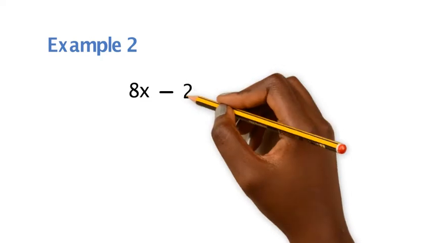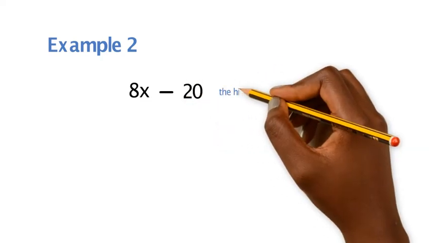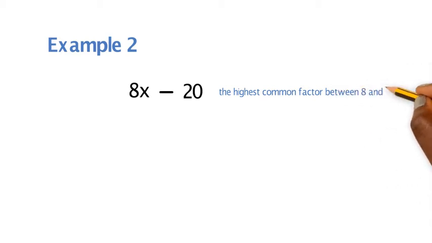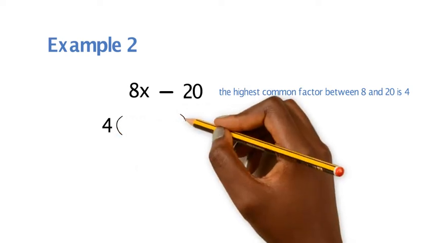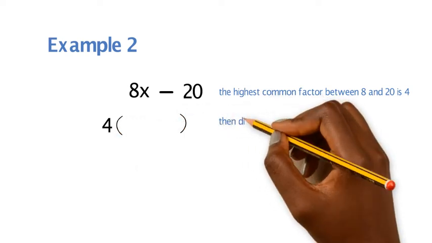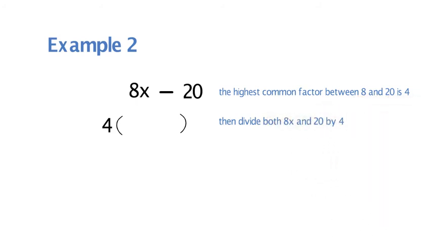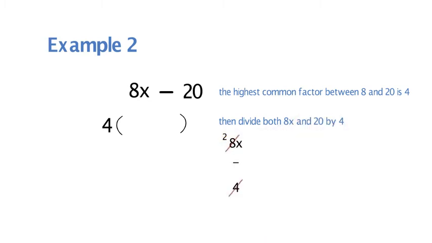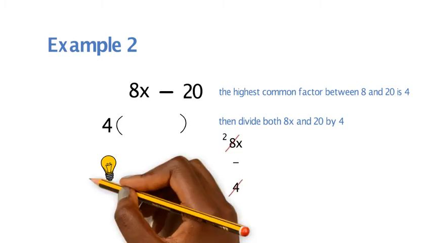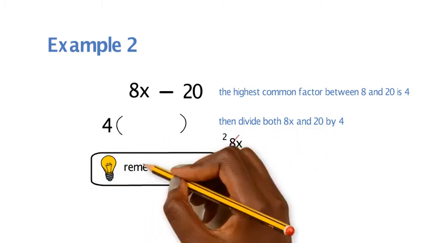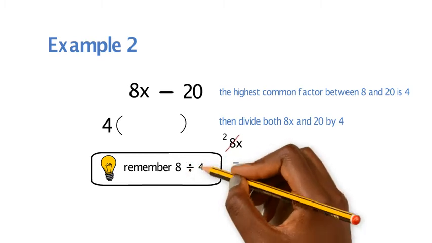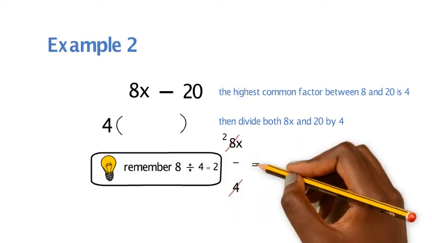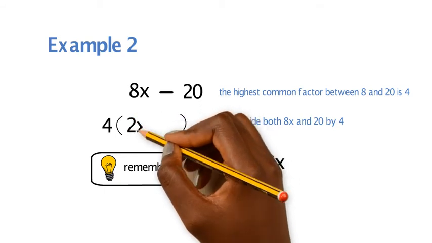So let's look at another example. So example 2. If you have 8x minus 20, the highest common factor between 8 and 20 is 4. So 4 would go outside of the brackets. Then divide both 8x and 20 by 4. So 8x divided by 4, 8 divided by 4 is 2. So just remember that. So again, 8 divided by 4 is 2. So your answer would be 2x. So 2x would go into the brackets.